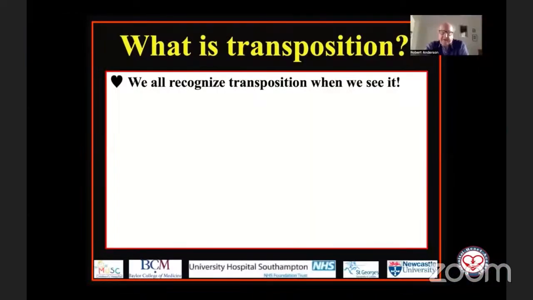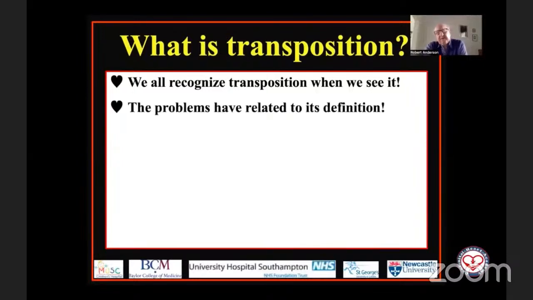So you've seen the morphologic features of this entity, and we can all recognize the lesion when we see it. So why have there been so many problems over the years in understanding and agreeing on how best to account for this lesion? And the problems have all related to the way in which we define it.